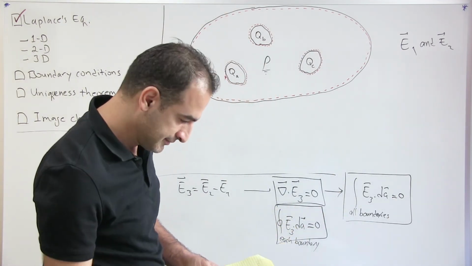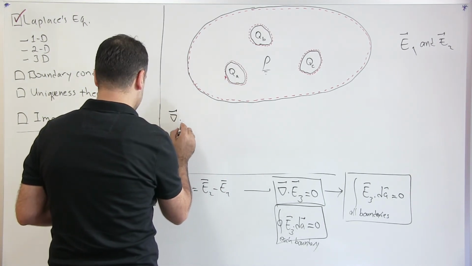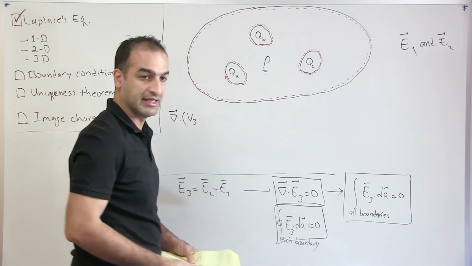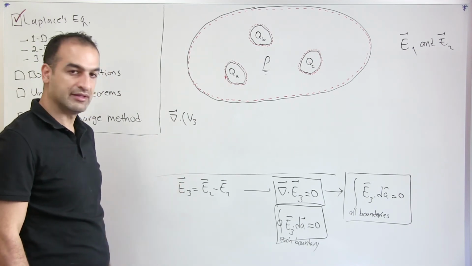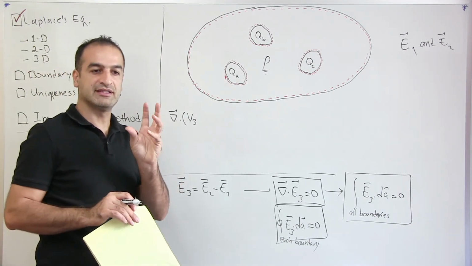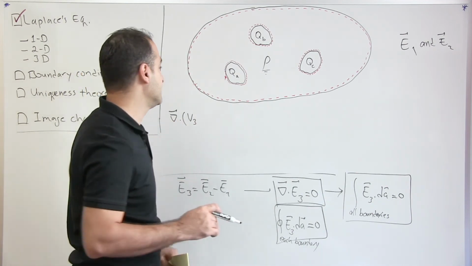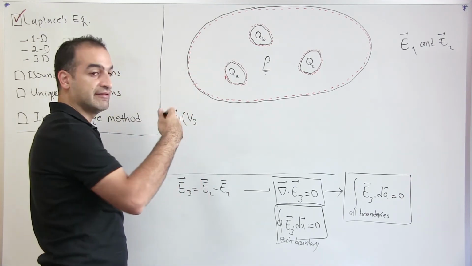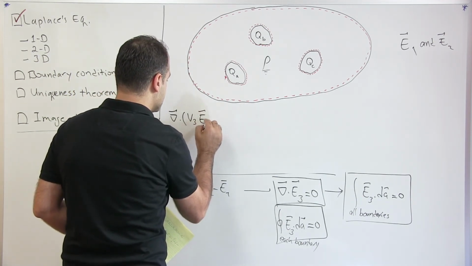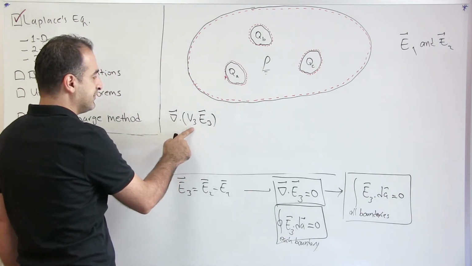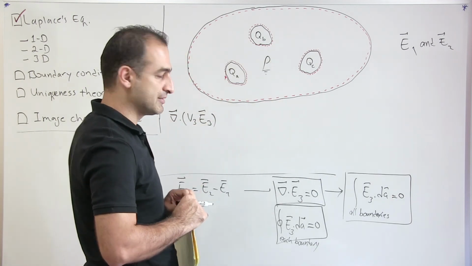I'm going to look at this combination, divergence of V3. V3 is the electric potential that is calculated based on E3. So if E3 is an electric field, V3 can be the electric potential based on E3 in a way that negative of the gradient of V3 is equal to E3. So I'm going to look at the divergence of this specific thing, the divergence of V3 times E3. And you will see why we are looking at this, because mathematically that becomes useful.